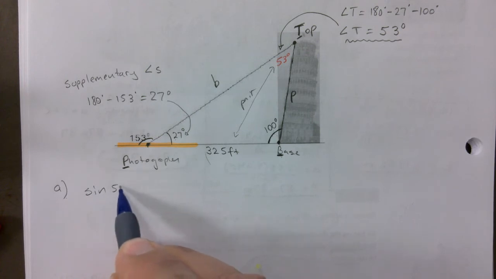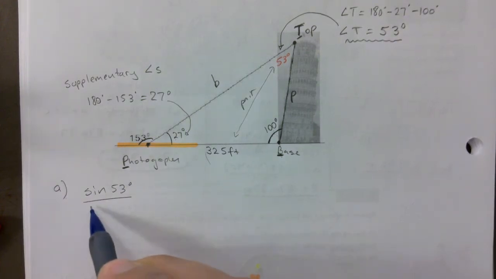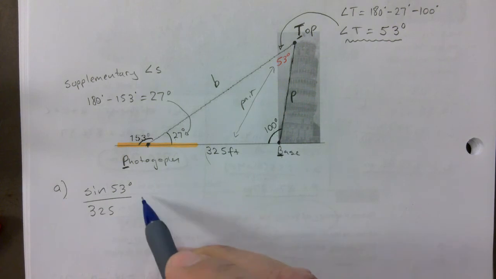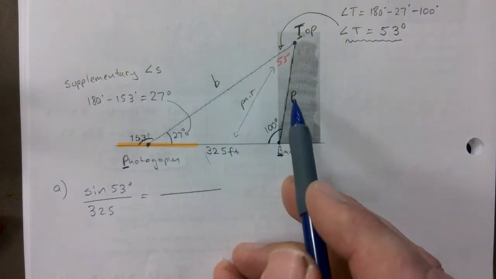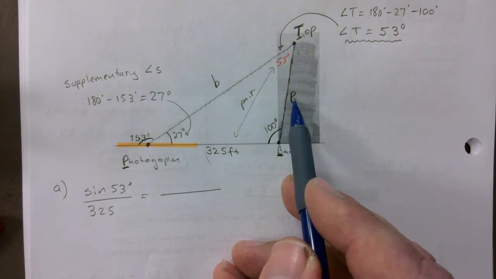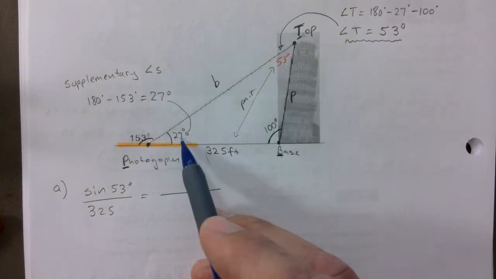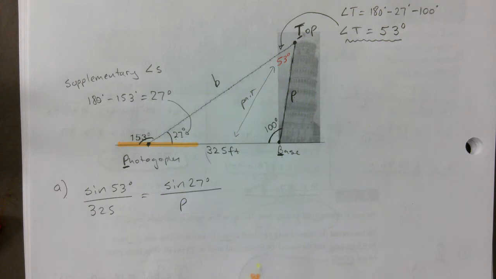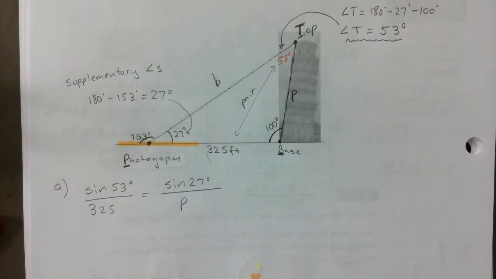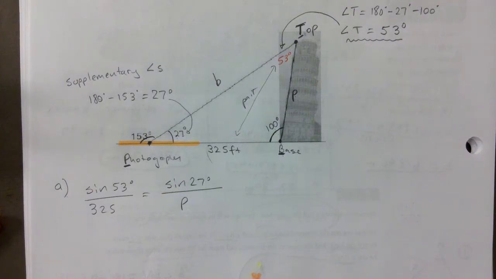So sine of 53 over 325 is equal to, they want the length of the tower. So I got to use which angle? 100 or 27? 27 because it's across. And that's P, which is the length of the tower. It's okay to call it L. Like if you had rather wanted to call it L, you can do that.